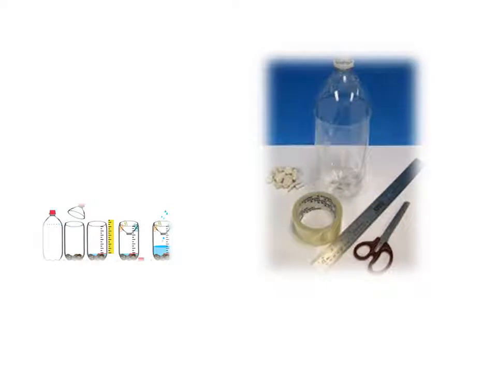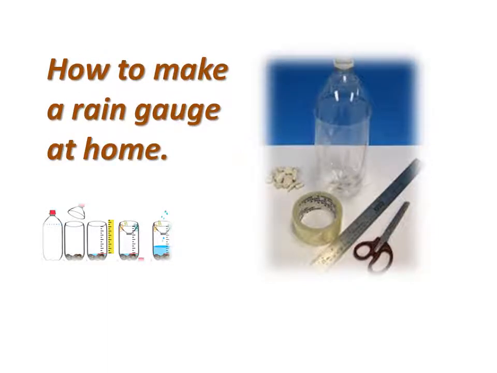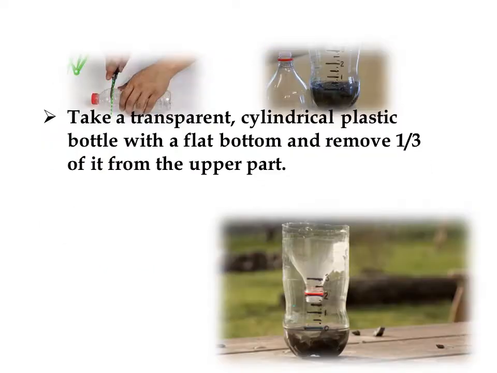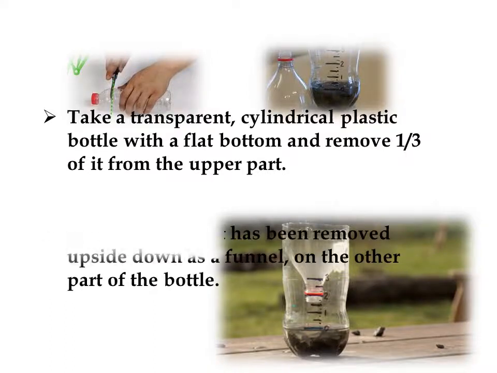Now let's learn to make a simple rain gauge in our house. You will only need a transparent cylindrical plastic bottle, a pair of scissors, a marker, and a sellotape piece with a strip of paper. First, you should remove 1/3 from the upper part of the bottle. Then, keep the removed part upside down as a funnel on the other part of the bottle.